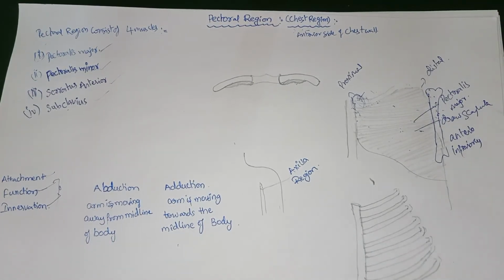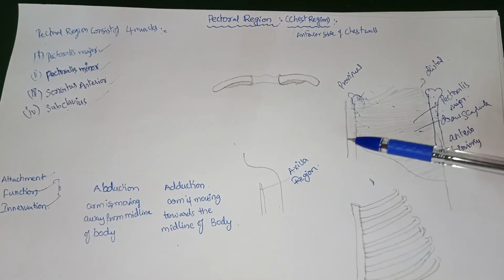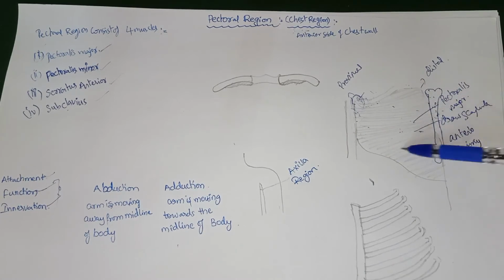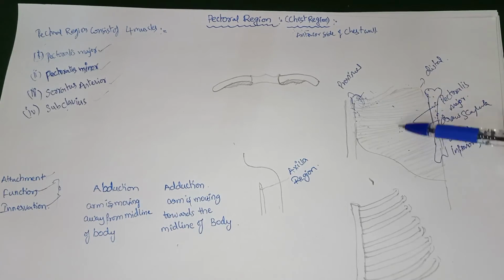So this is the function of pectoralis major muscle. It will be drawing the scapula anterior inferiorly, and it adducts and medially rotates the upper limb. So adduction takes place.